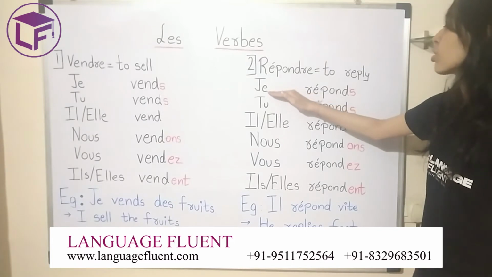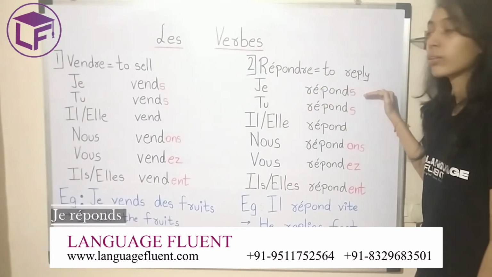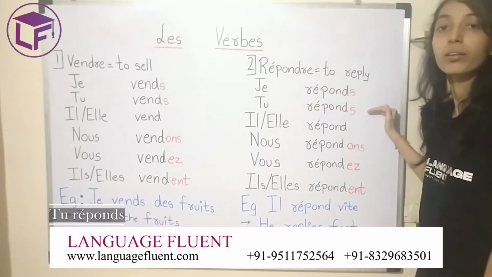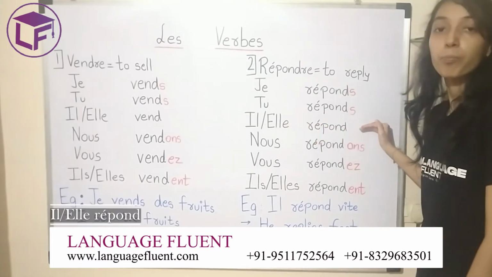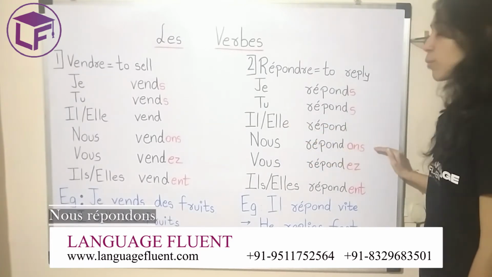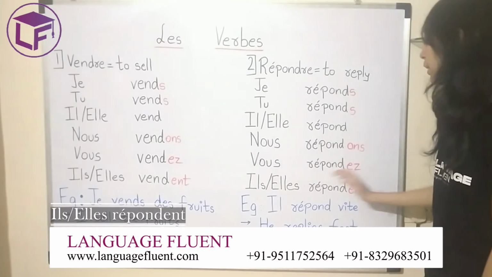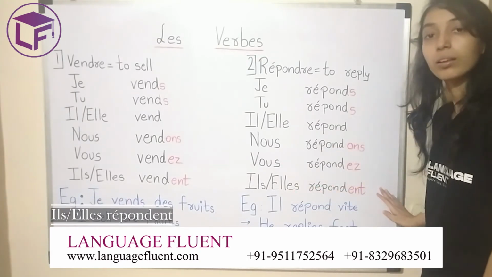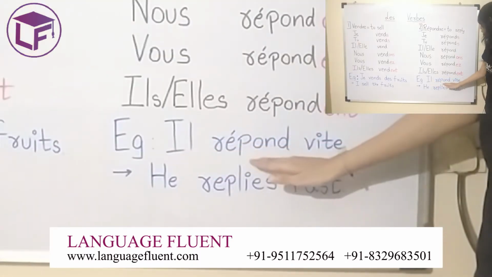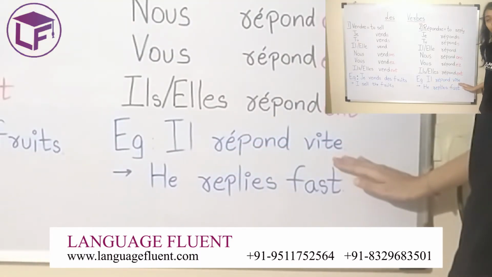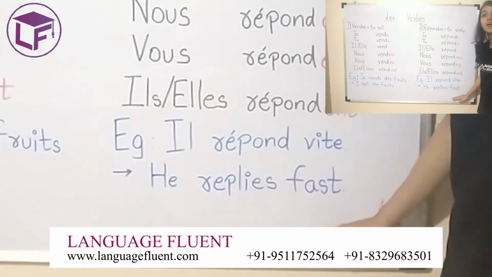So it becomes je réponds. Tu réponds. Il, elle répond. Nous répondons. Vous répondez. Ils, elles répondent. For example, il répond vite, which means he replies fast.